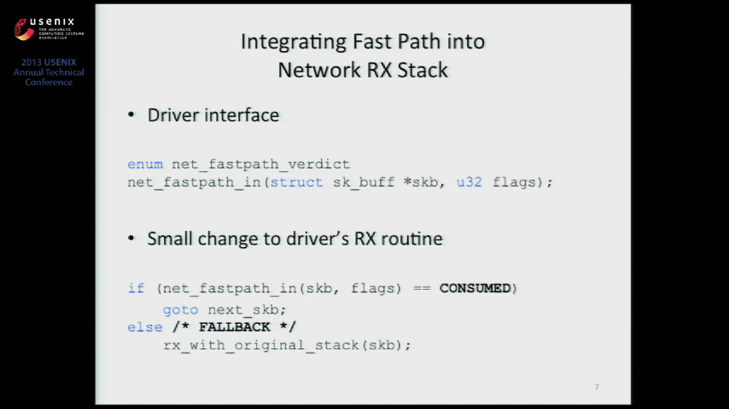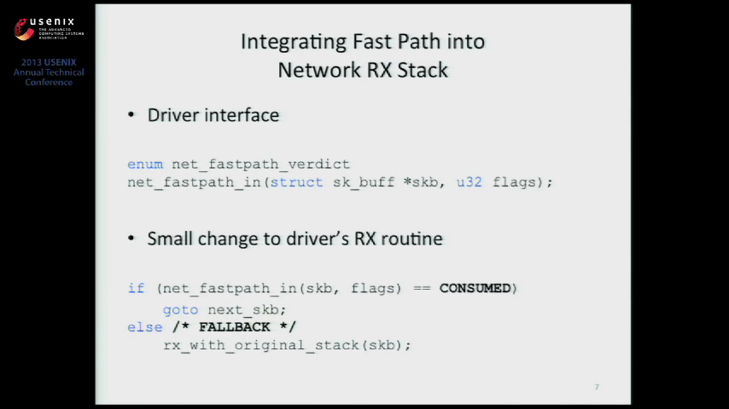So how do we integrate this fastpath parallel stack into the Linux networking stack? The fastpath provides a single function driver interface called net fastpath in. You pass in the socket buffer, which is for parsing, and then some flags that indicate whether you want to identify certain types of packets. In this implementation, we only have one. The function returns a verdict, which is either that the packet is consumed by the fastpath stack, or fallback: please handle this packet using the conventional receive stack.